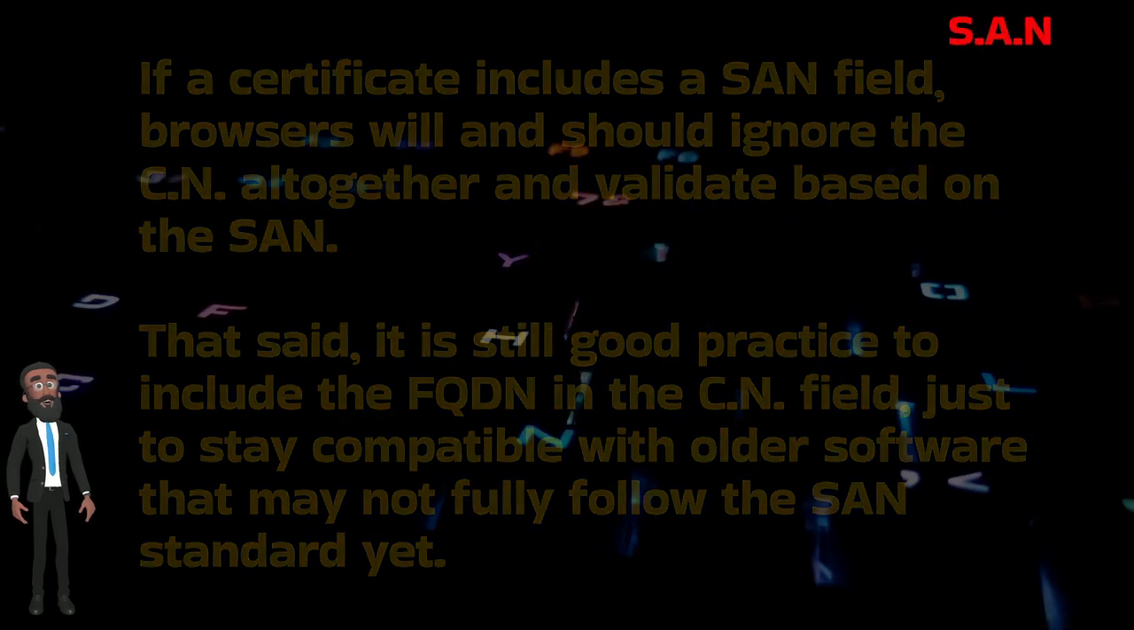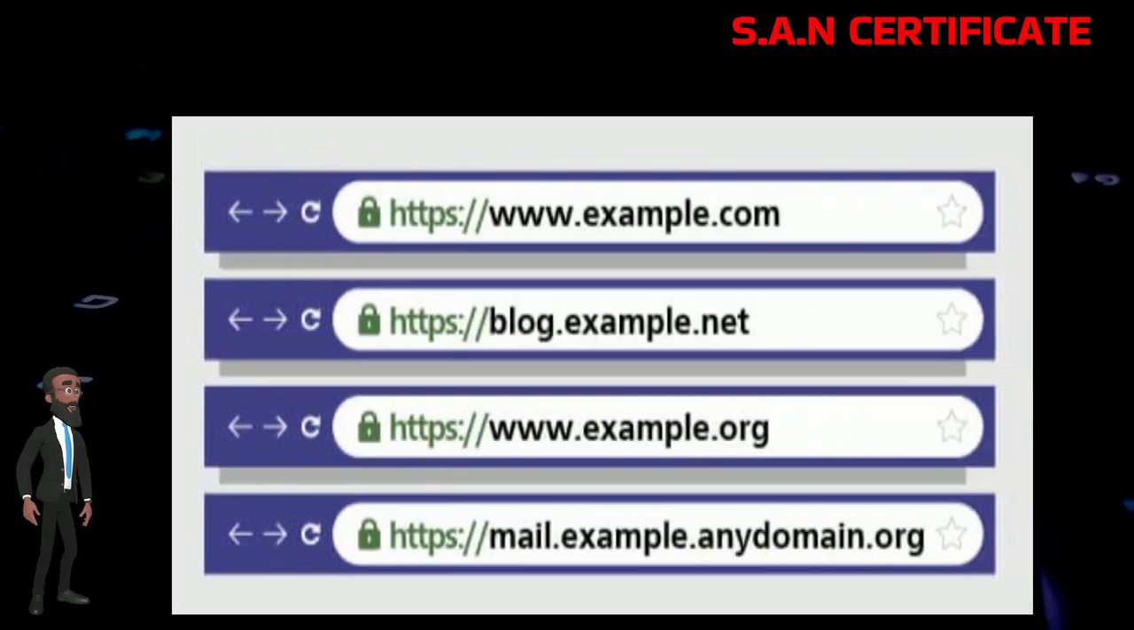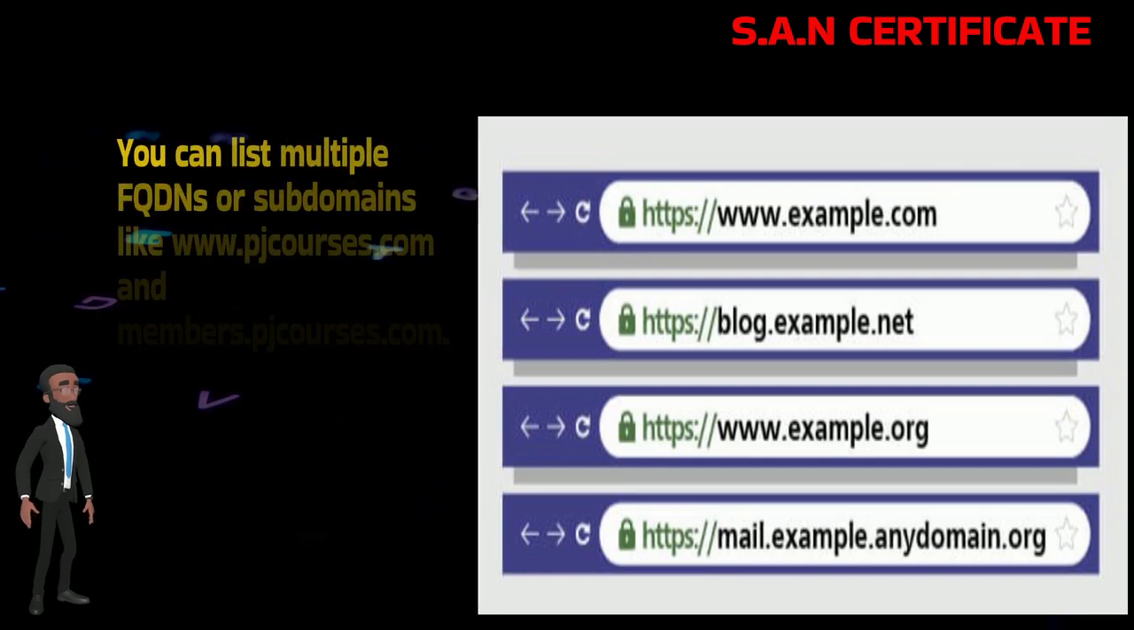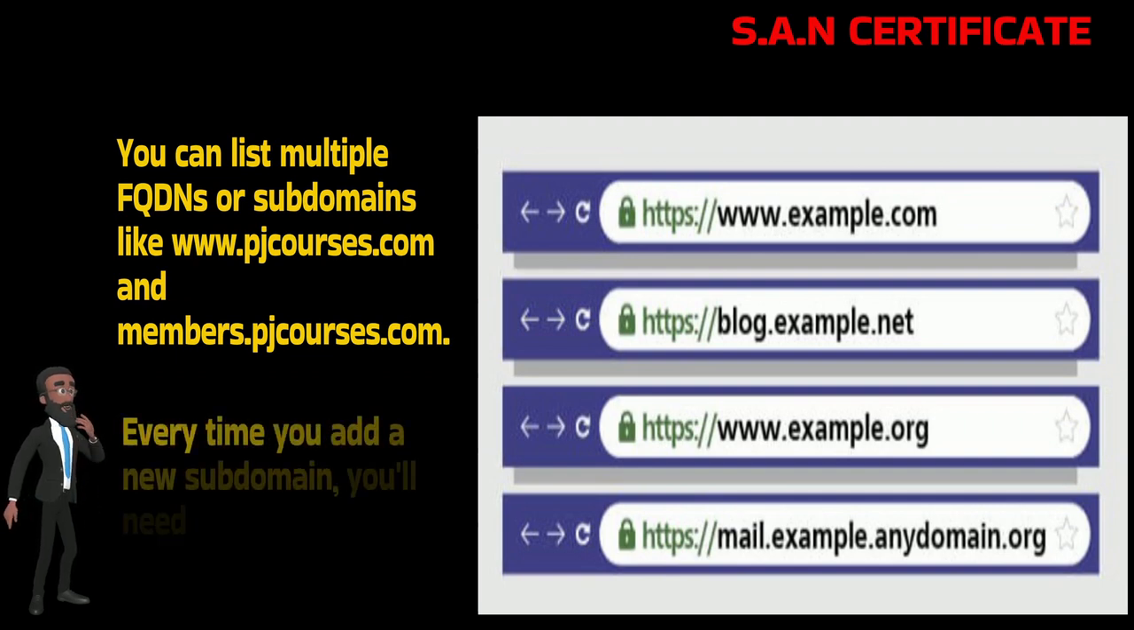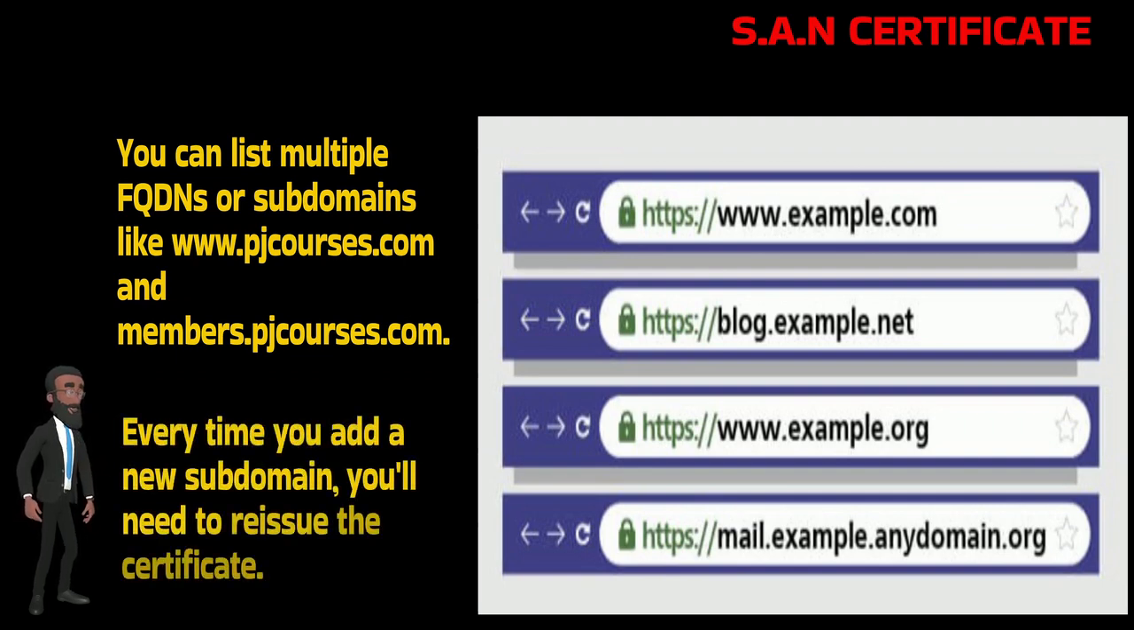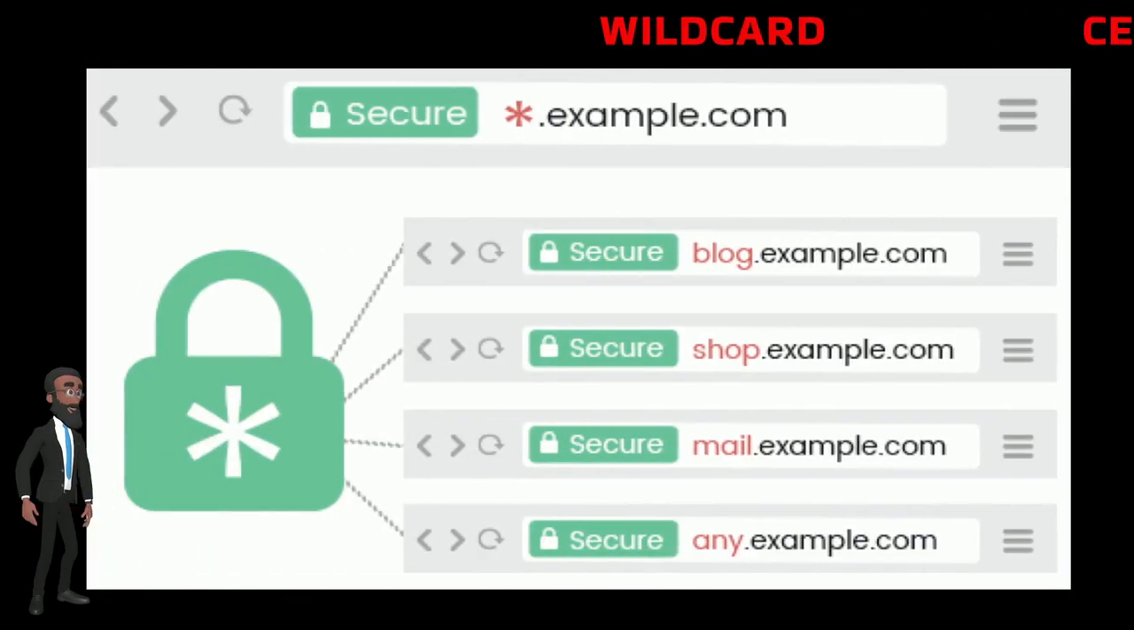The SAN field is powerful. You can list multiple FQDNs or subdomains like www.pjcourses.com and members.pjcourses.com. But here's the catch. Every time you add a new subdomain, you'll need to reissue the certificate. To solve that, you can use what we call a wildcard certificate.